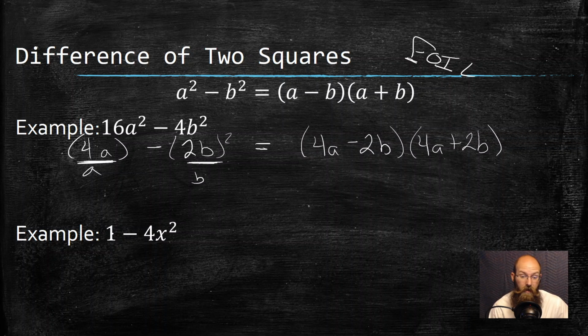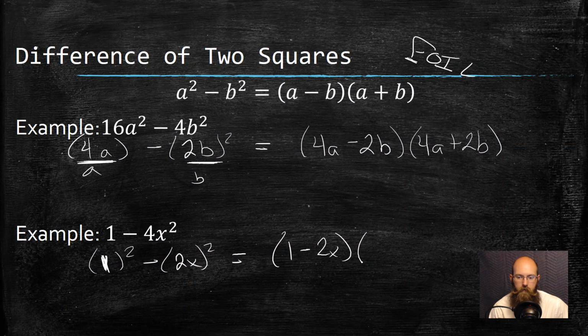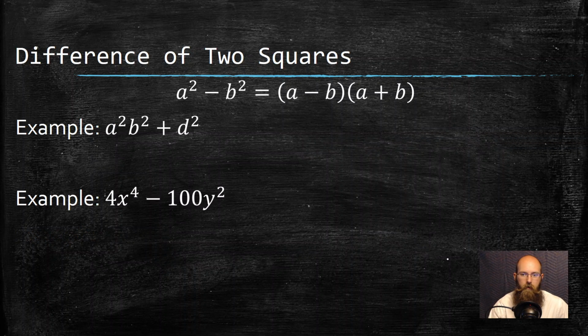All right, now this one. This one will get a lot of people. What thing squared gets me a 1? Kind of a trick question because that's still just 1, right? 1 squared is still 1. And then what squared gets me 4x squared? 2x. So that splits up into 1 minus 2x, 1 plus 2x. All right, last problems with difference of squares, and then we're going to move on to one slightly different.